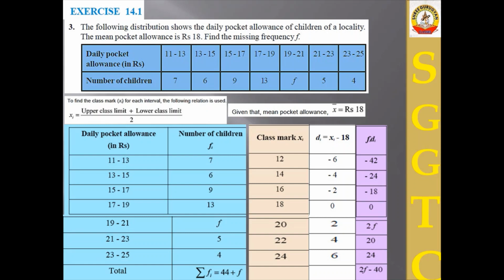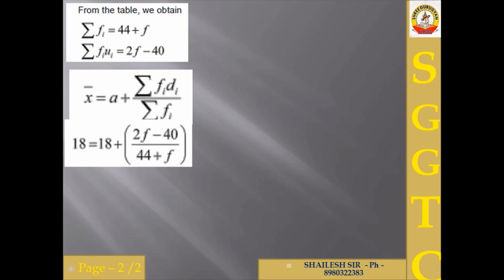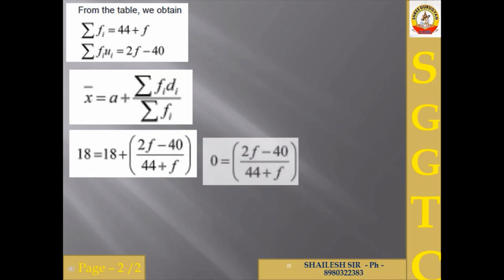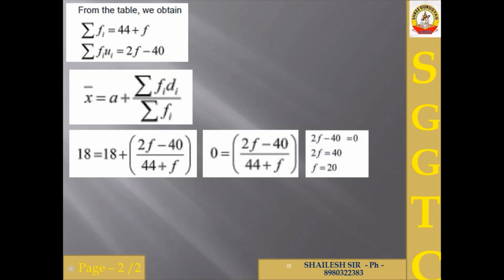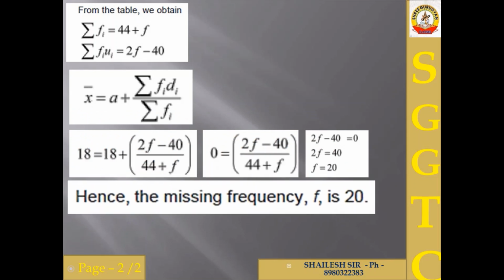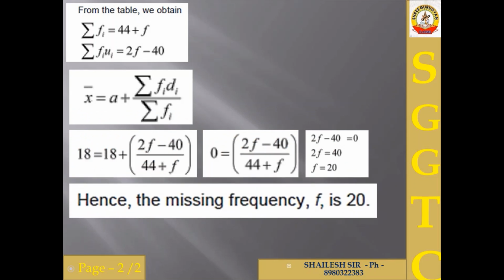Yes students, fi into di means 7 into minus 6, 6 into minus 4, 9 into minus 2, 13 into 0, f into 2 means 2f, 5 into 4 is 20, 4 into 6 is 24. Now finally, the values: sigma fi is 44 plus f and sigma fi di is 2f minus 40, and the mean I know is 18. Putting the value, 18 and 18 cancel, so 2f minus 40 by 44 plus f, so 2f is equal to 40, f is equal to 20. Done students, the frequency is 20. So the missing frequency of the given data, f, is 20. That is the answer.